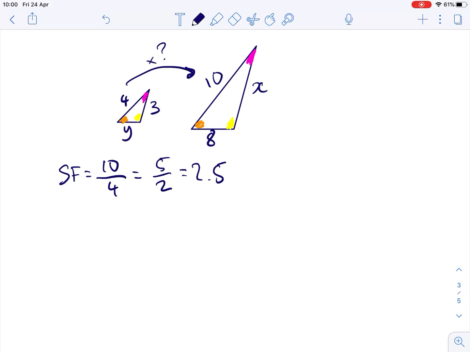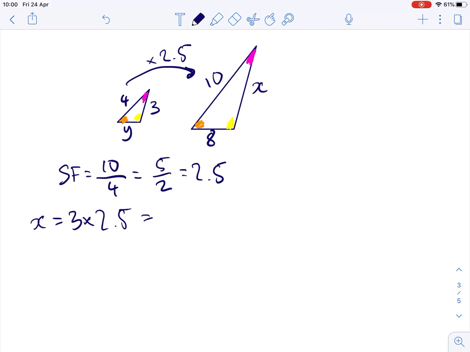Okay, so I can say I'm timesing by 2.5 to get to my larger triangle, and therefore I can work out x. X is going to be 3 times 2.5.